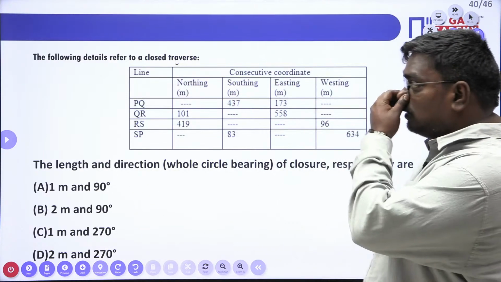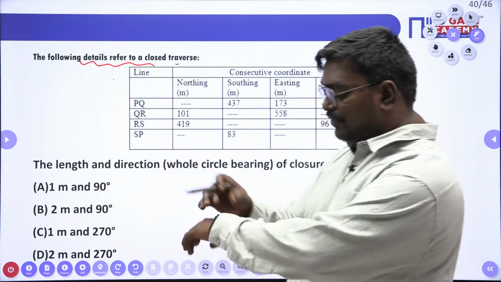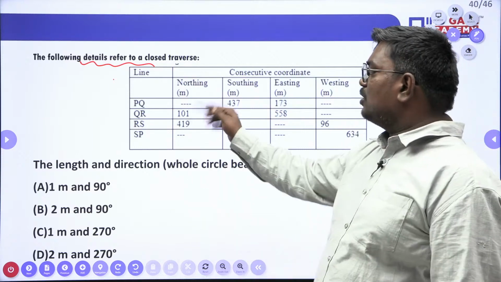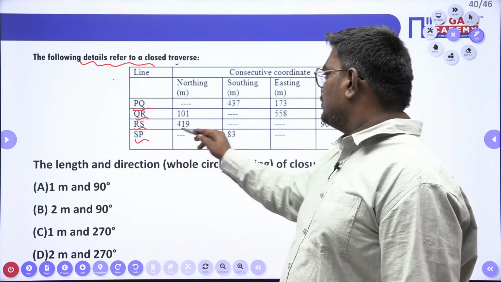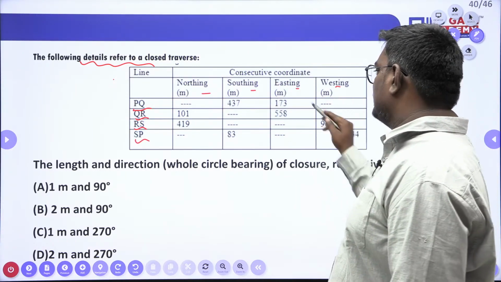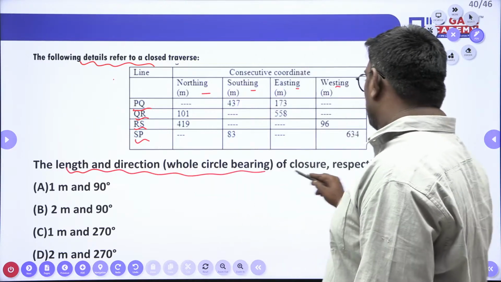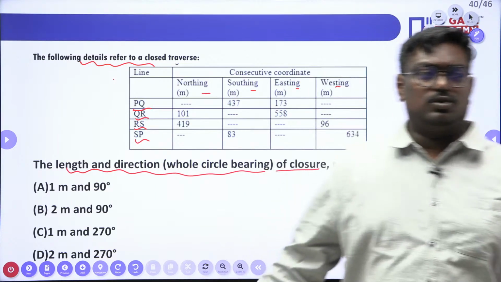Now the next question we have is: the following details refer to a closed traverse. PQ, QR, RS, SP. See what are the values: northing, southing, easting, westing. And they are asking what is the length and direction of whole circle bearing of closure respectively. Please solve that question, students.